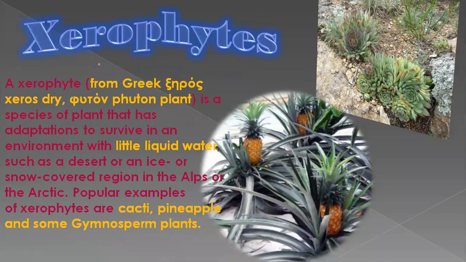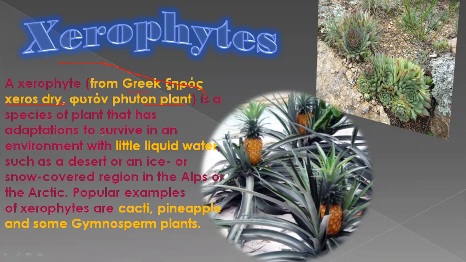The next very important, very fascinating group of plants is xerophytes. Xerophyte is also a combination of Greek words. Xeros means dry and phyton means plant. So it means they live in a very dry environment. What do we mean by dry environment? That they have to survive on a very small amount of water.